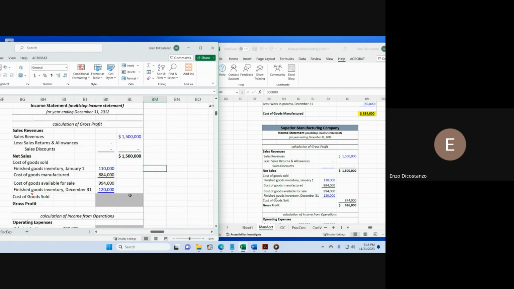So cost of goods. So this is what's left. This is what was available for sale, was the 994. You subtract these two. There, 874. And your gross profit is just the net sales, 626.